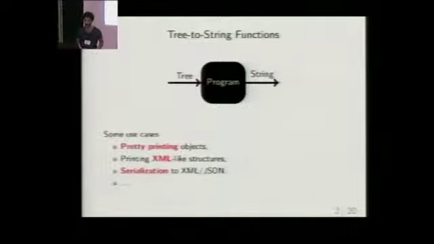So the programs that we want to synthesize here are tree-to-string functions. The trees and strings can be used to represent many things. And I put some use cases here, like pretty printing objects that you get when you program, or printing XML-like structures to files, or serialization of any object to an XML or JSON string.